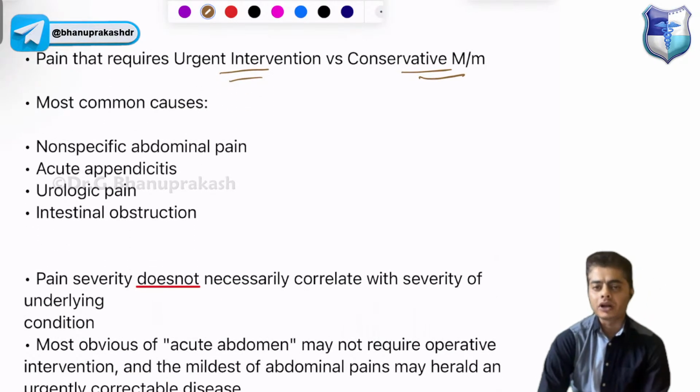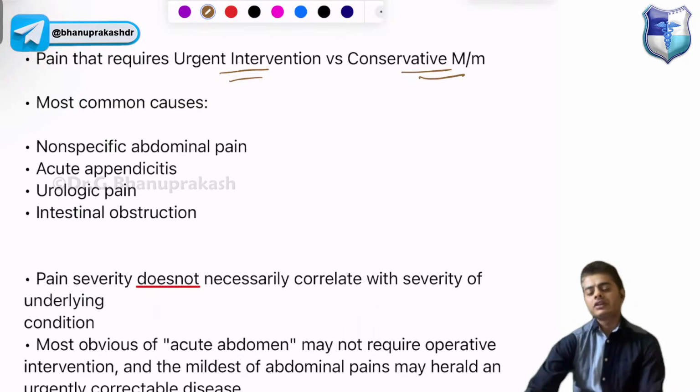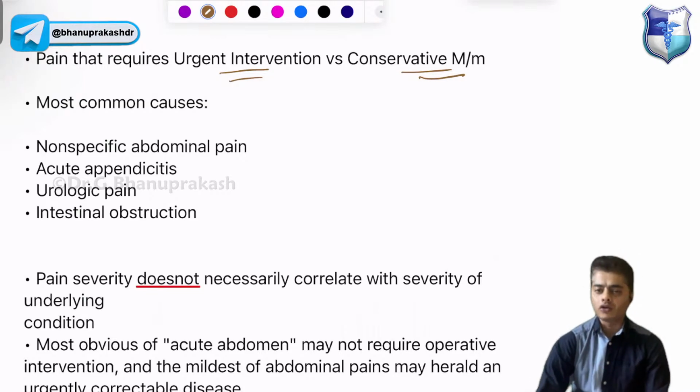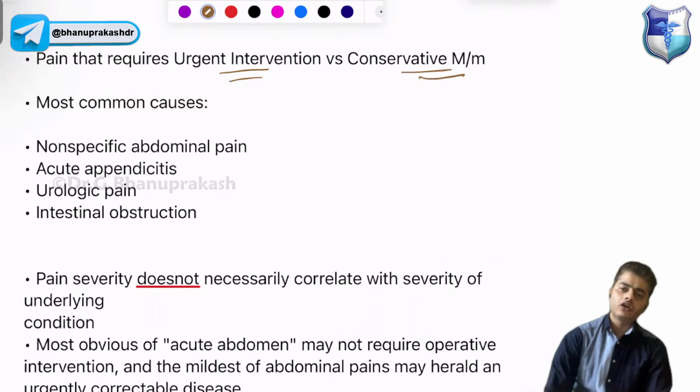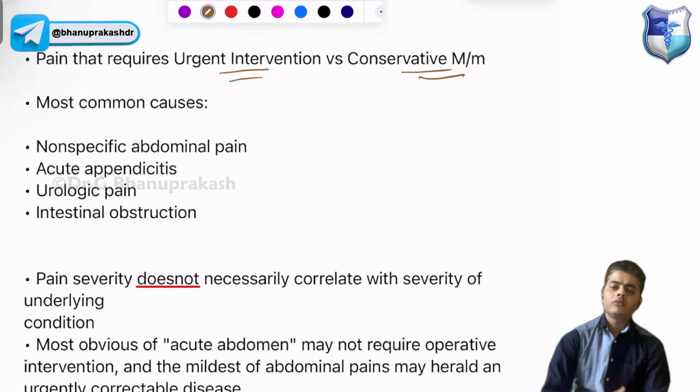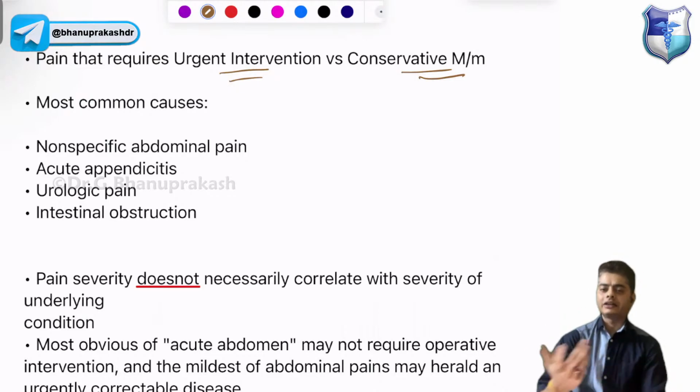Now, starting with the most common causes. Generally, the most common cause of abdominal pain is non-specific abdominal pain. After that, the second most common cause is acute appendicitis. Then come your urological pain causes. And after that, the most common cause of acute abdominal pain is intestinal obstruction.